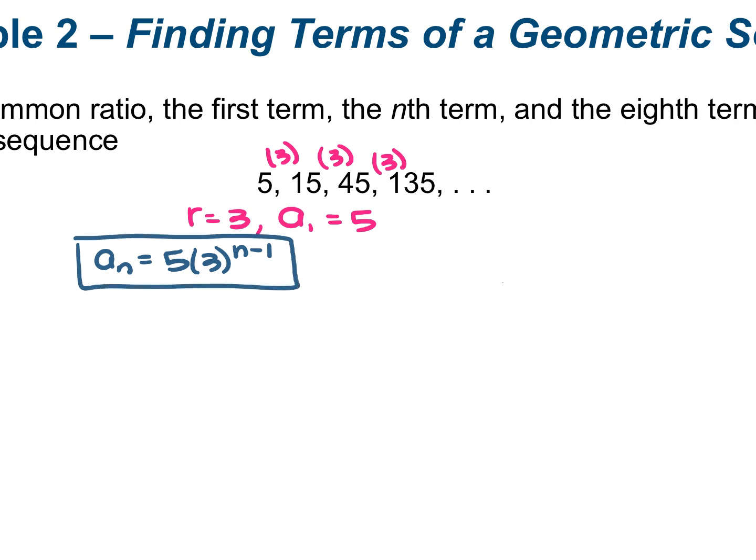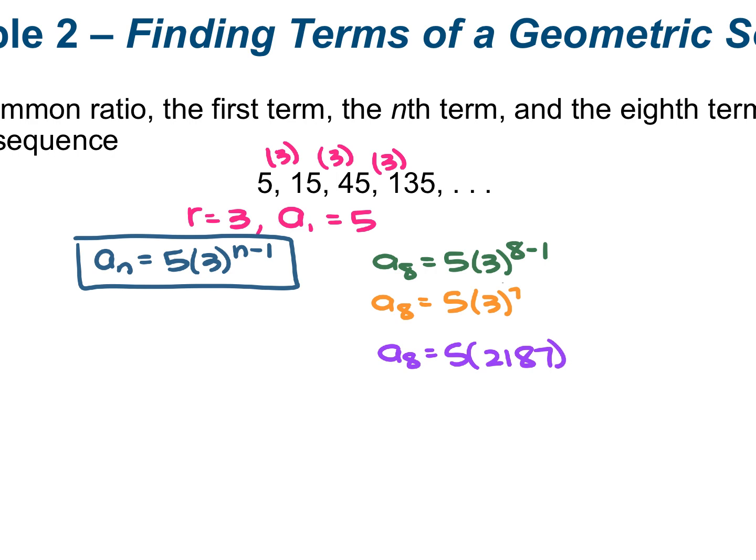Your next thing that you're finding is the 8th term. So a sub 8 is going to be 5 times 3 to the power of 8 minus 1. That simplifies to give you 5 times 3 to the 7th power. That 3 to the 7th power simplifies this to be 5 times 2,187. And when we multiply, we get our 8th term to be 10,935.